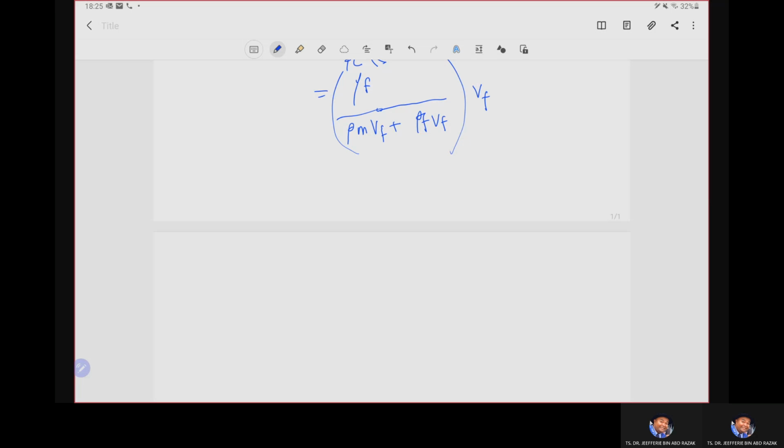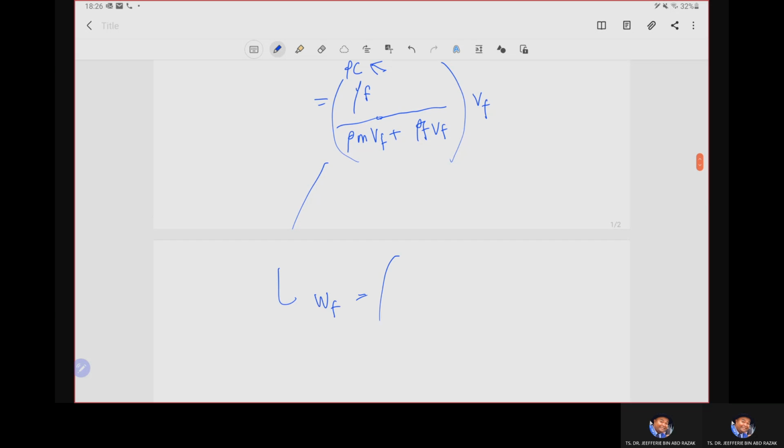So from here, after you get WF equals rho F over rho M VM plus rho F VF. Sorry, this is wrong. It should be rho M VM plus rho F VF, times VF.